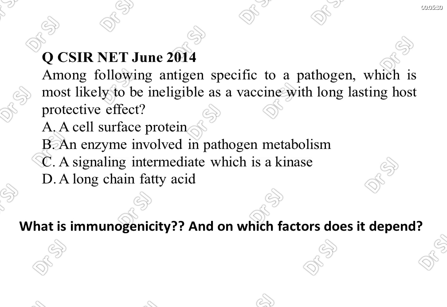Our next question is from CSIR-NET June 2014. The question says, among the following antigens specific to a pathogen, which is most likely to be ineligible as a vaccine with long-lasting host protective effect? So we need to choose the antigen which cannot be used as a vaccine. Option A is a cell surface protein, option B is an enzyme involved in pathogen metabolism, option C is a signaling intermediate, which is a kinase, and option D is a long chain fatty acid.